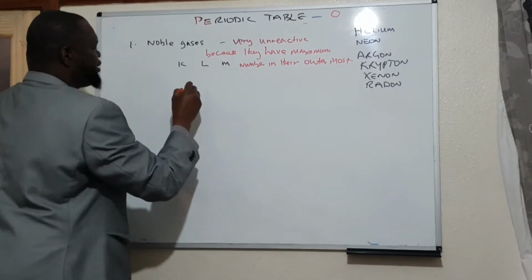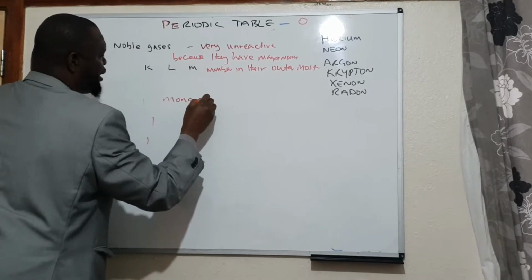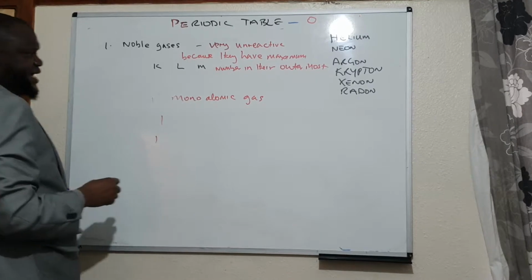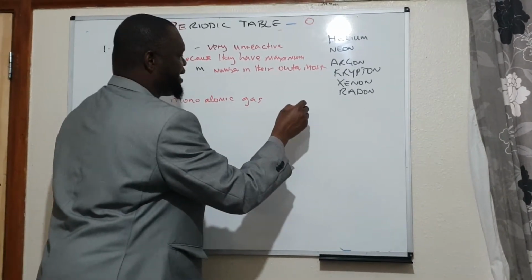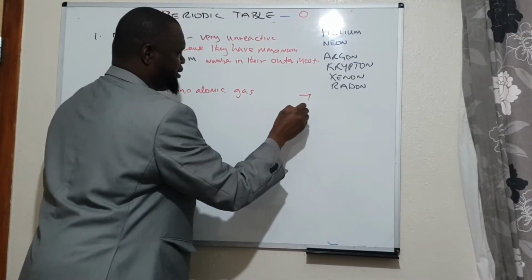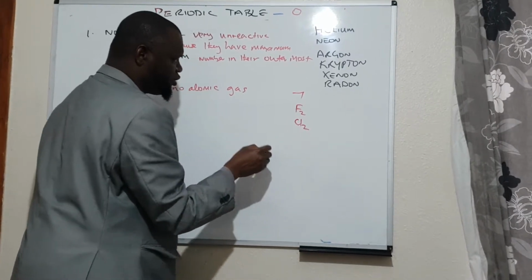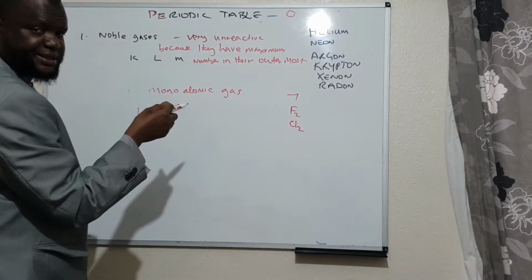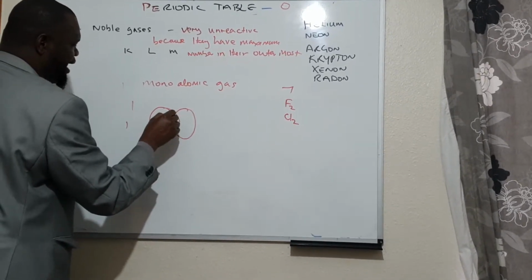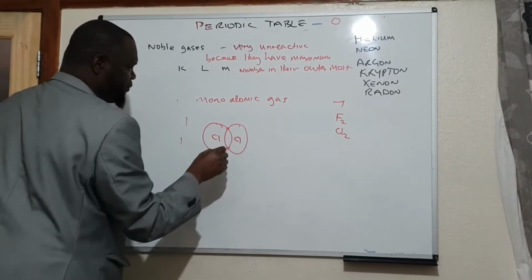I told you they are called monomolecular or monoatomic gases. The reason is that the gases in group 7, fluorine is F2 and chlorine is Cl2. They are diatomic, meaning they have a covalent bond, because these elements have less than 8 electrons in their outermost shell, so they can react and form a covalent bond.